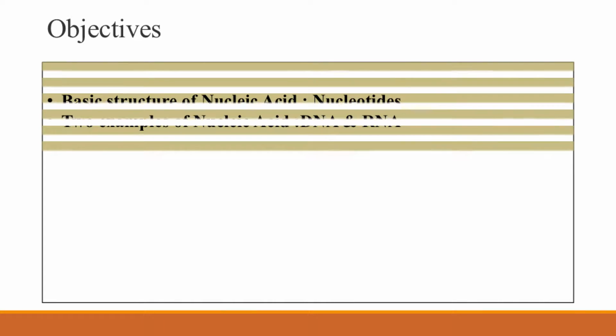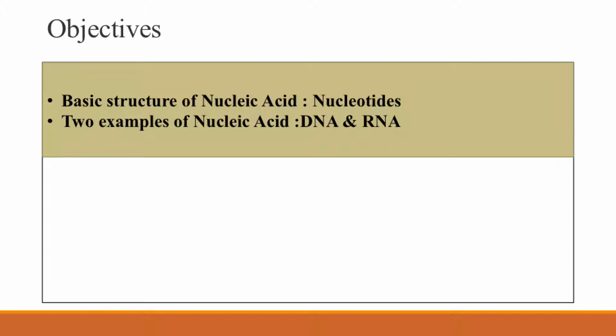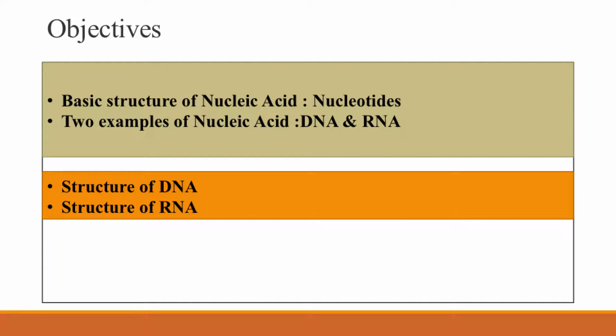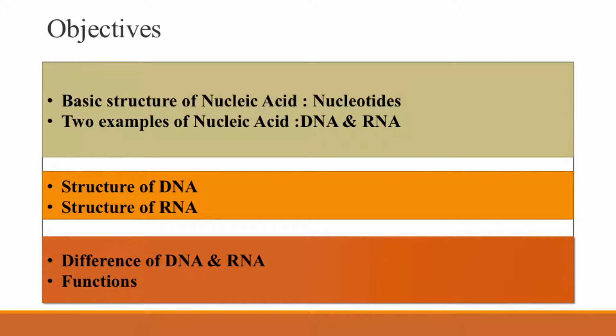Now let's look at the learning objectives. I have divided the lesson into 3 separate sections. In the first section, you will learn about the basic structure of nucleic acid, which is the nucleotides. Then you will study the 2 examples, which is DNA and RNA. After section 1, you will pause the video and take a short quiz. In section 2, you will study about the structure of DNA and RNA. After section 2, you will pause the video again to take a short drawing assignment. Finally, in section 3, you will learn about the differences of RNA and DNA and its functions.